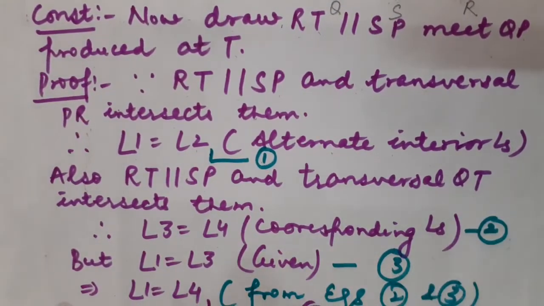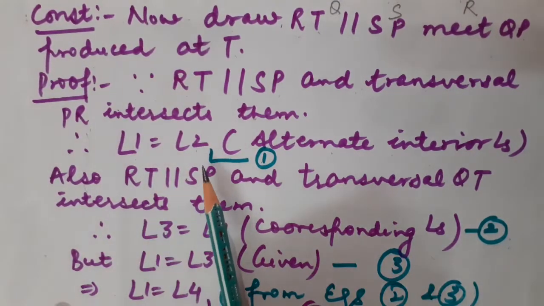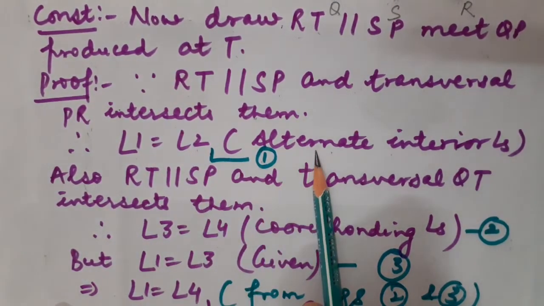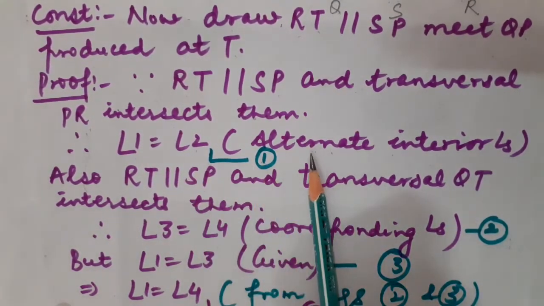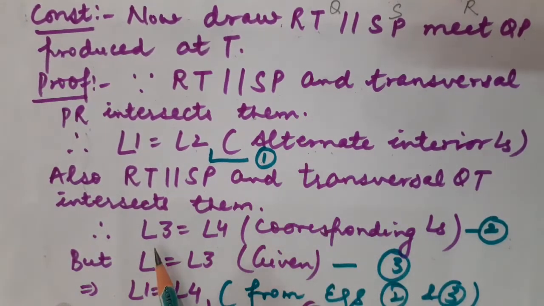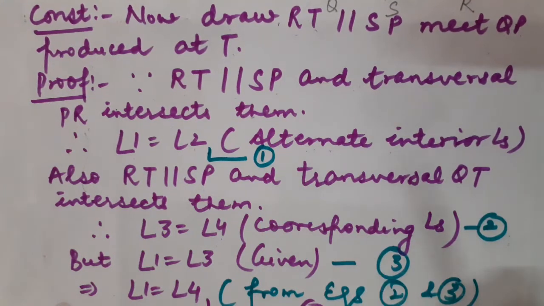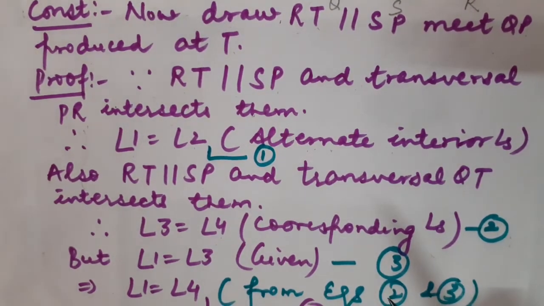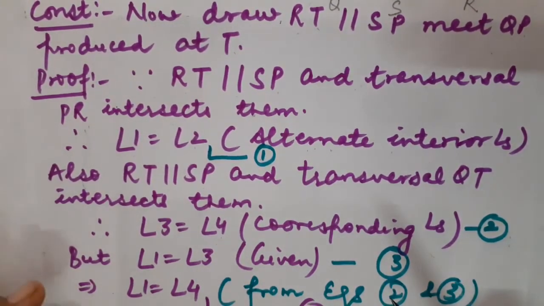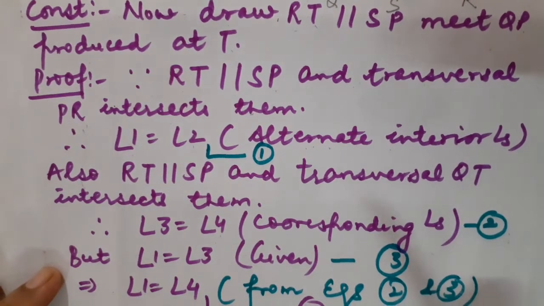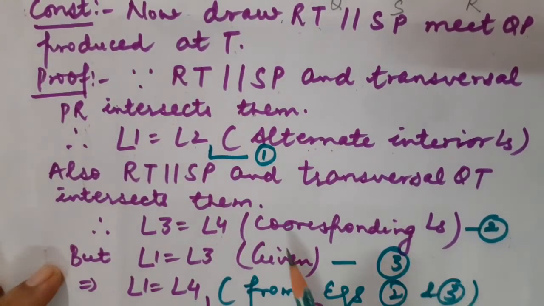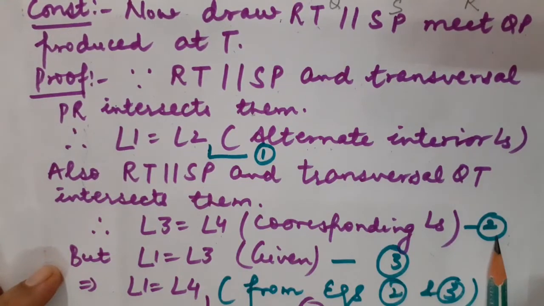Clear? Okay. So when angle 1 is equal to angle 2, that was alternate interior angle, let it consider as equation number 1. And angle 3 is equal to angle 4, they both are also equal. Why? Because line RT is parallel to SP and transversal QT is going to intersect both of them. So let it consider as equation number 2.